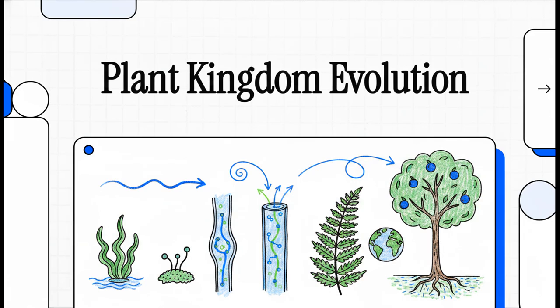Welcome to this explainer. Today, we're jumping right in to demystify the plant kingdom. We are going to dive deep into the biological plumbing and the truly fascinating evolutionary history of plants. We'll track their incredible journey from simple aquatic organisms all the way to the towering fruit-bearing trees that absolutely dominate our landscapes today. By the end of this, you are going to truly understand exactly how plants conquered the Earth.